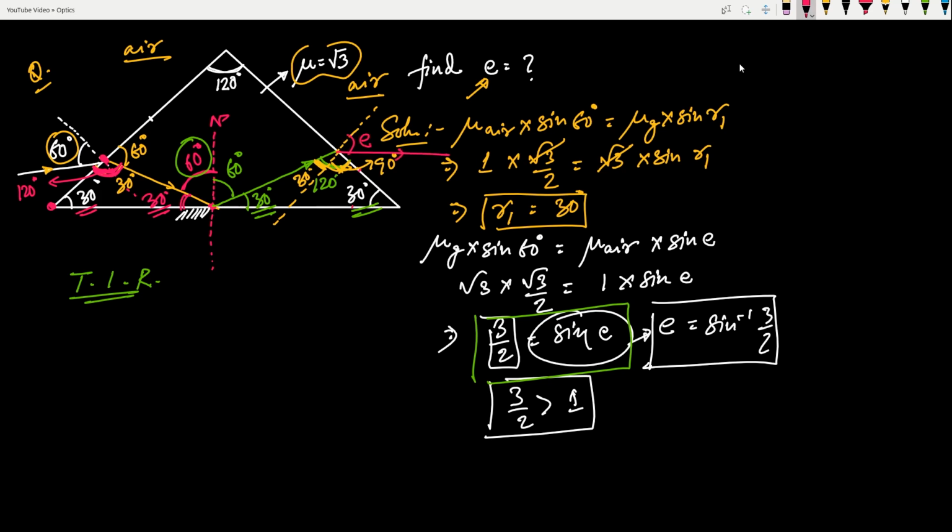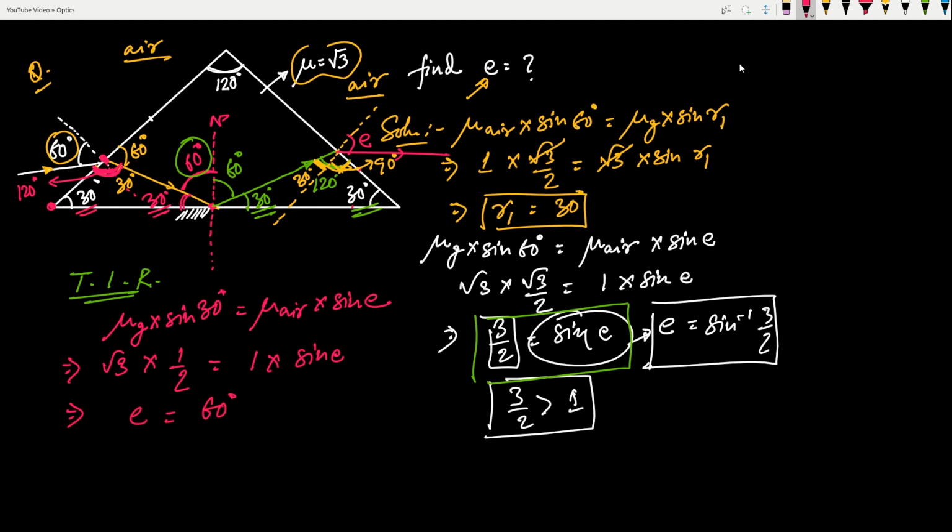In order to find the angle of emergence, we need to apply Snell's law at this refracting surface. So we'll be using Snell's law again. Mu of glass multiplied by sine of 30 degrees, because that is the angle of incidence on that surface, is equal to mu of air multiplied by sine of E. Now mu of glass is √3, multiplied by sine 30, which is half, mu of air is 1, multiplied by sine E. So sine E is equal to √3 by 2, therefore E is equal to 60 degrees. Therefore we can say this angle of emergence is 60 degrees.